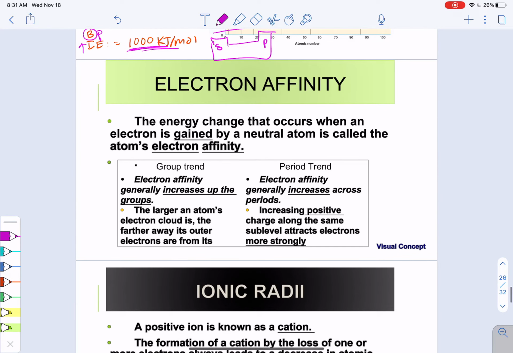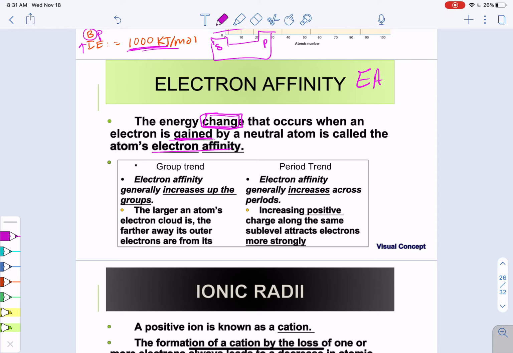All right, so the next one that we need to do, we are going to move on to electron affinity. Electron affinity is the energy change that occurs when an electron is gained by a neutral atom. So we were talking about the electron being removed. Now we're talking about it gaining. But please notice that it's not energy required. It's energy change. So how much will the energy change if you add an electron? This is called electron affinity. We often refer to it as EA.